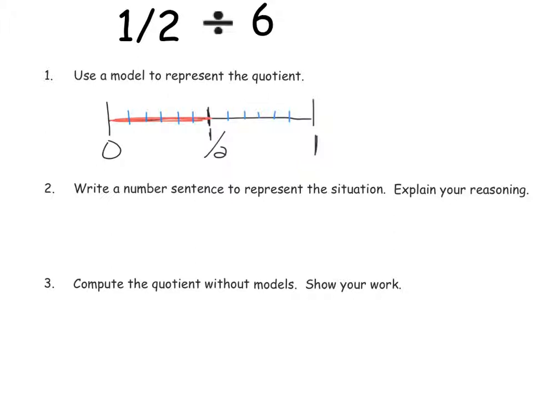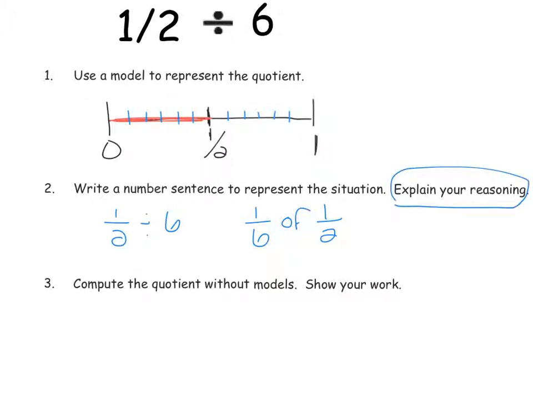So my number sentence, 1/2 divided by 6, is the same thing as 1/6 of 1/2. And again, explaining my reasoning is because we can see in that visual model each person is getting 1/6 of 1/2.